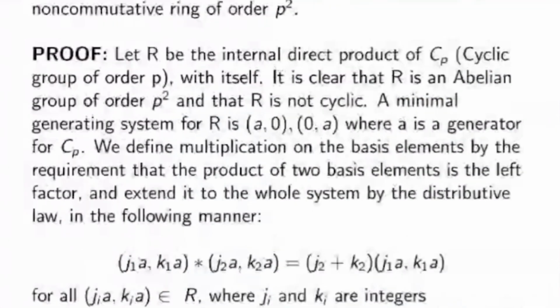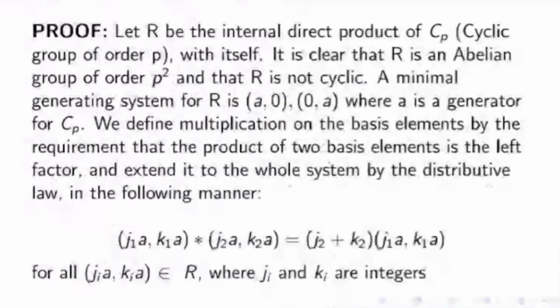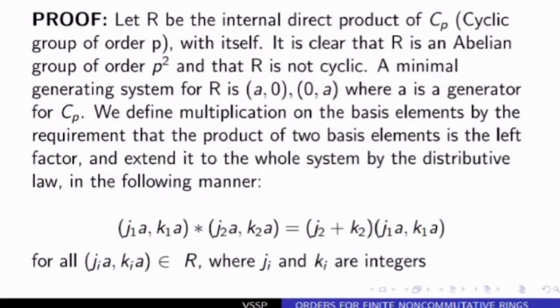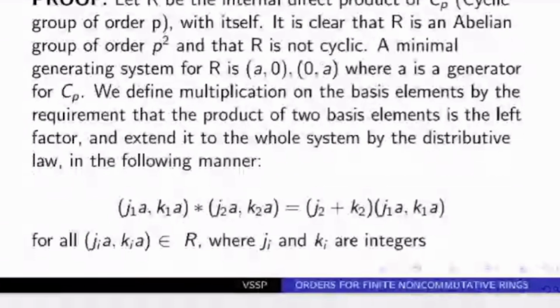So initially we are taking it as a non-commutative ring. Then we generate a system for R where a and 0 are the generators for each C p, where a belongs to C p, and the multiplication is defined as follows: for every j1 a, k1 a and j2 a, k2 a, the product is defined using j2 plus k2 into the first element j1 a, k1 a.